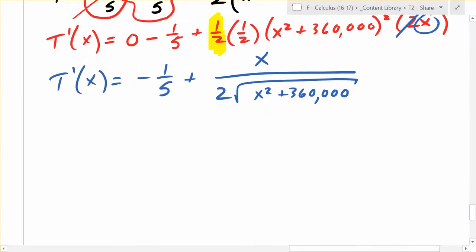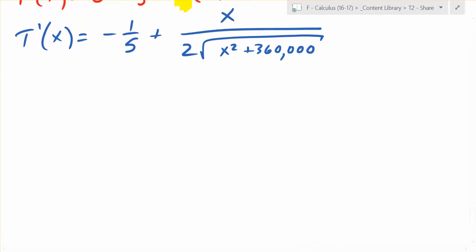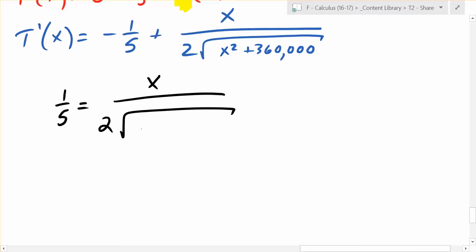Well, we want to find a critical value, right? So we took the derivative and set it equal to what? 0. So we set it equal to 0, move the 1/5 over, and what do you end up with? 1/5 is equal to x over 2 times the square root of x squared plus 360,000, like this.